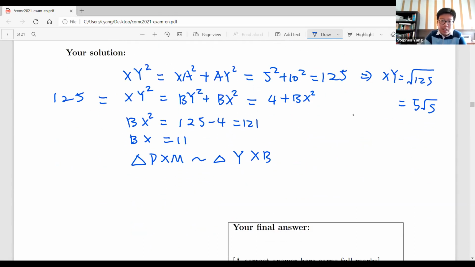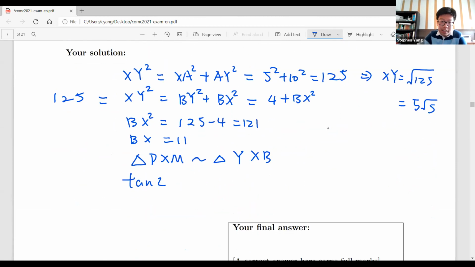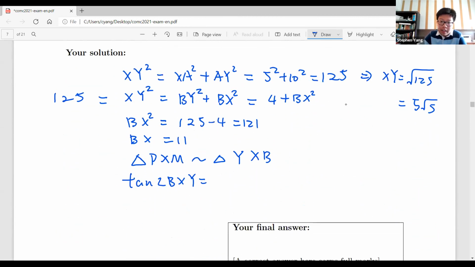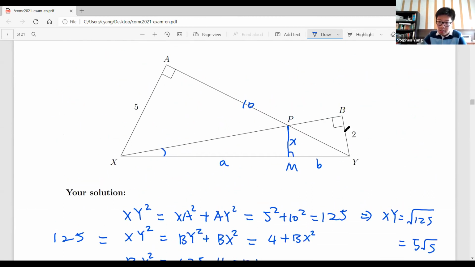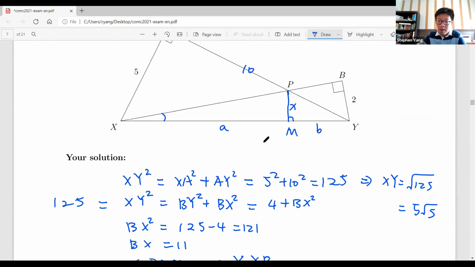Okay, so now let's focus on this angle. The tangent of angle BXY is equal to x over a, that is also equal to 2 over 11. So this condition will simplify into 11 over 2x is equal to a.